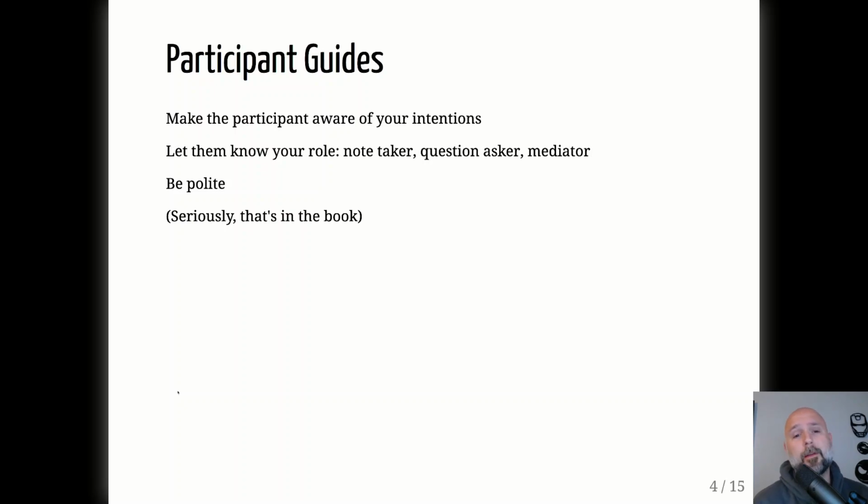Let other people know why they're there. If you're the mediator and you need someone to take notes, have someone take notes. If you have a support staff, let the participants know why everybody's there. And most importantly, be polite, which I laughed when that was in the meeting. But a lot of times, or when I was reading in the book, but I think a lot of times we forget to be polite.